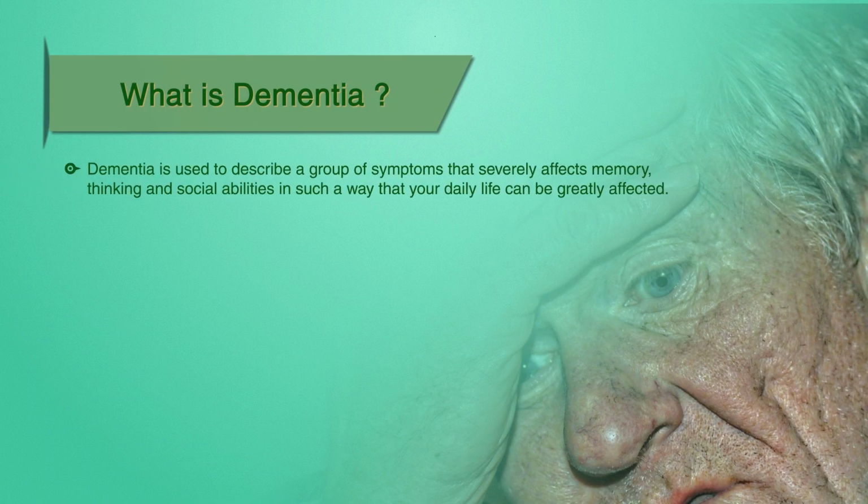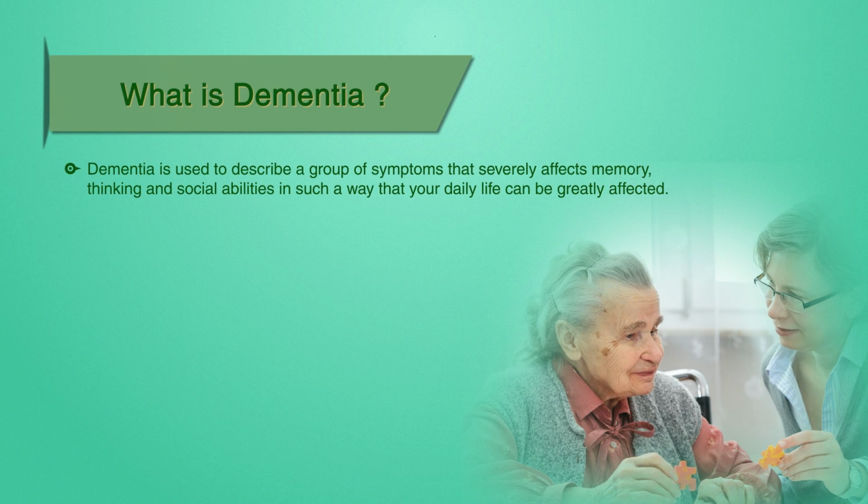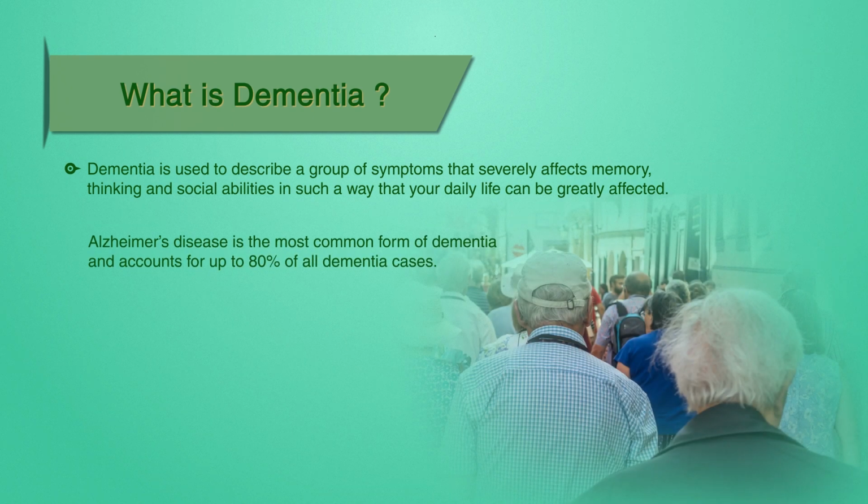Dementia is not one specific disease. Dementia is used to describe a group of symptoms that severely affects memory, thinking, and social abilities in such a way that your daily life can be greatly affected. Alzheimer's disease is the most common form of dementia and accounts for up to 80% of all dementia cases.